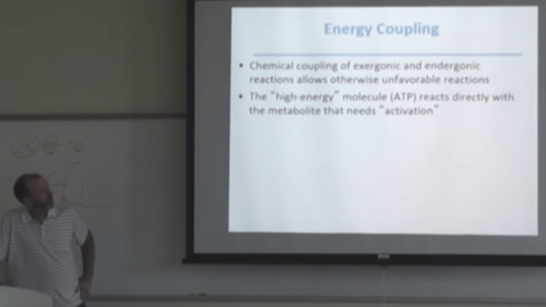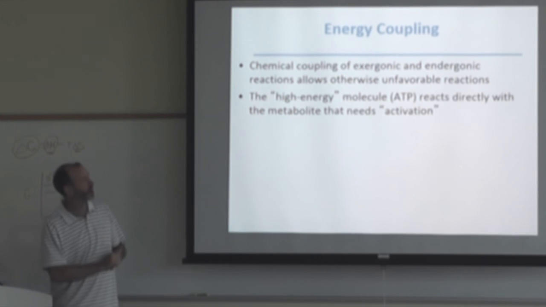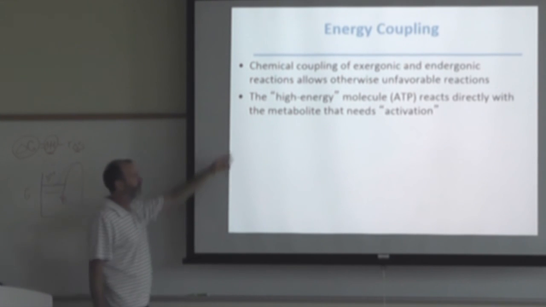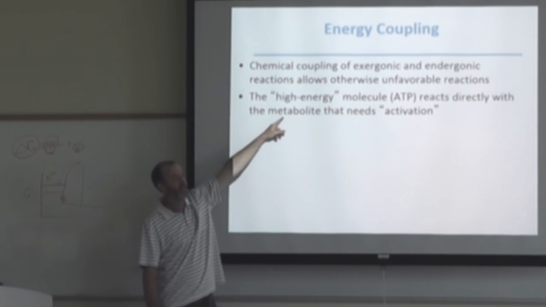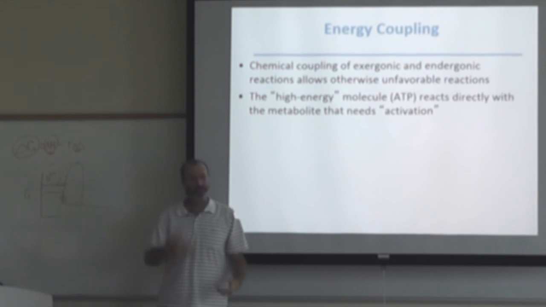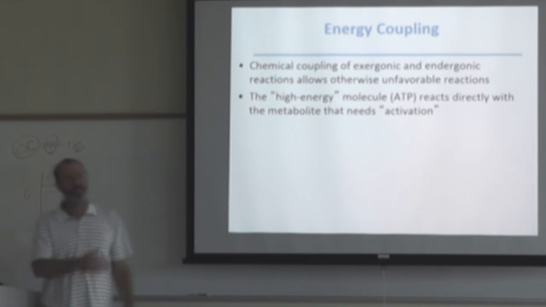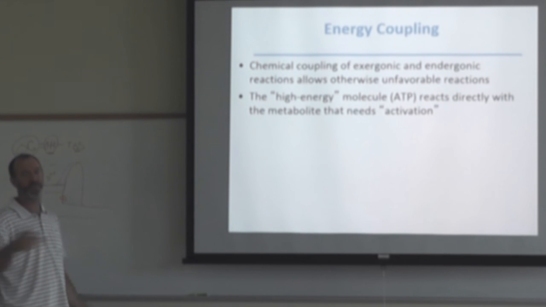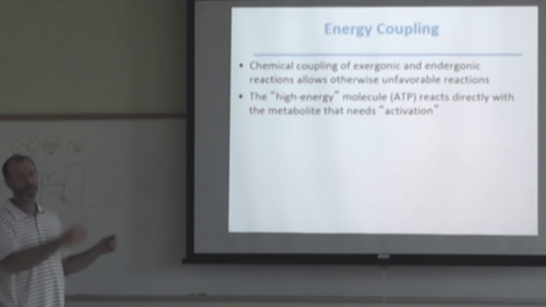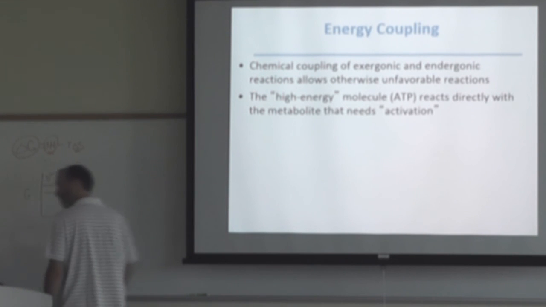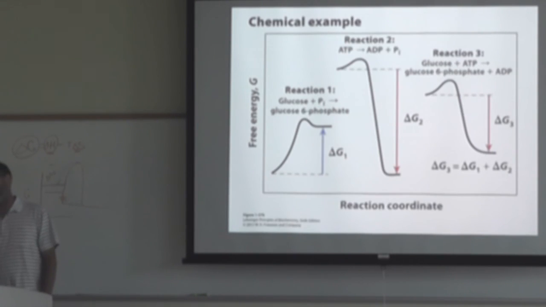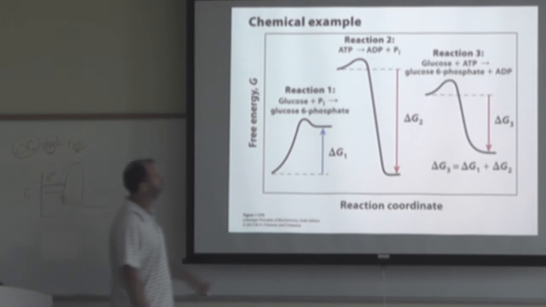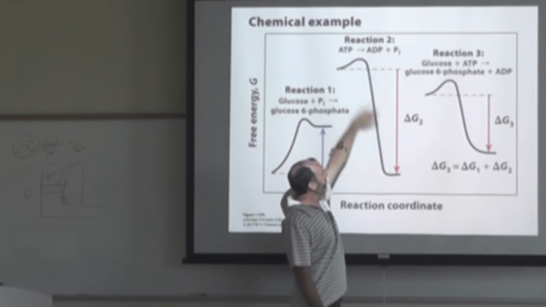So, energy coupling. Chemical coupling of exergonic and endergonic reactions allows otherwise unfavorable reactions to occur spontaneously. One example of this is the first step in glycolysis, where we add a phosphate to glucose. That's not going to occur spontaneously just by adding a phosphate to glucose. So we use ATP. We take the phosphate from ATP and remove it.